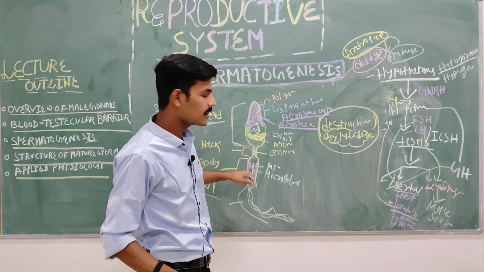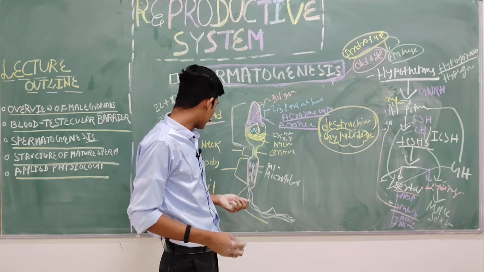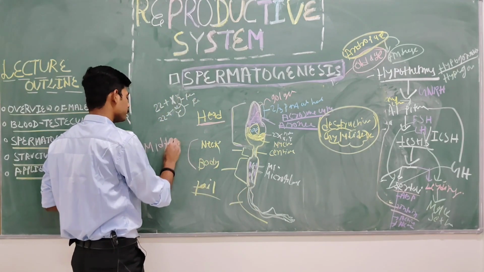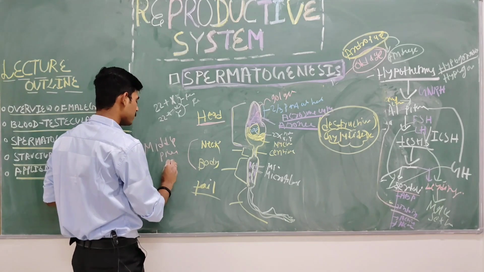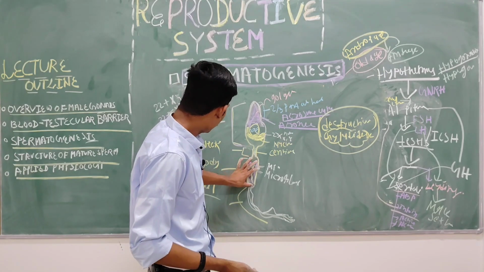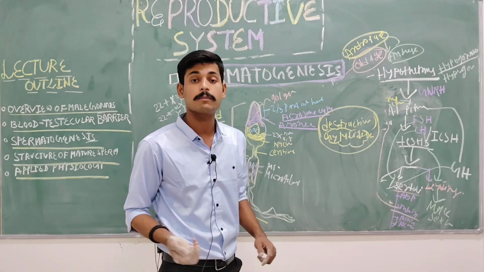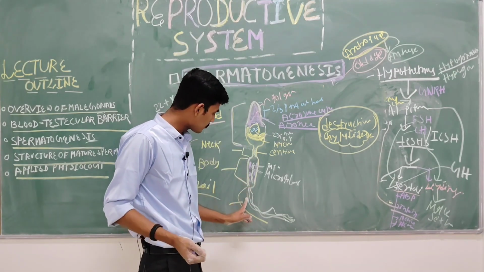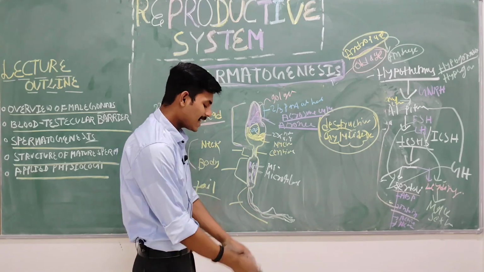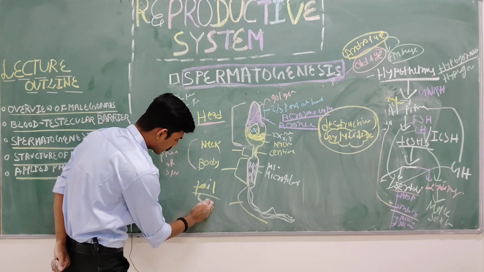Now this neck region contains the centrioles, which help in cell division. Then the body; sometimes the neck and body are collectively referred to as the middle piece of the sperm. The body contains microfilaments and plenty of mitochondria, because the sperm needs a steady supply of energy. And then they have the tail. This tail helps the sperm to swim.